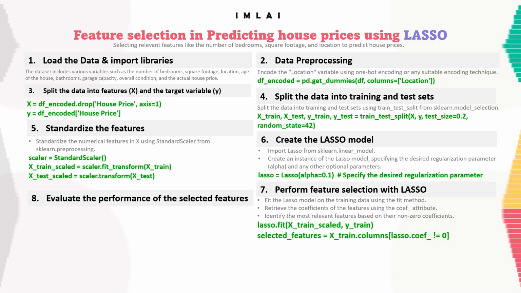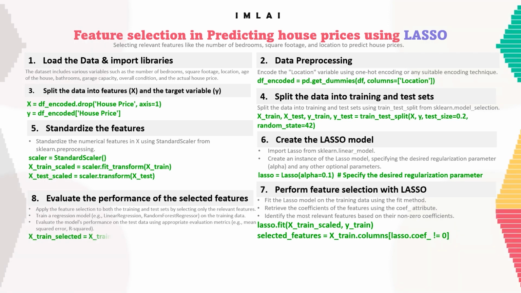Now it's time to evaluate the performance of the selected features. Apply the feature selection to both the training and test sets by selecting only the relevant features. Then train a regression model, for example a linear regression or random forest regressor, on the training data. Then evaluate the model's performance on the test data using appropriate evaluation metrics, for example mean squared error or R squared, just to see the performance of the selected features. That's the final step, so that's what we're going to do now.